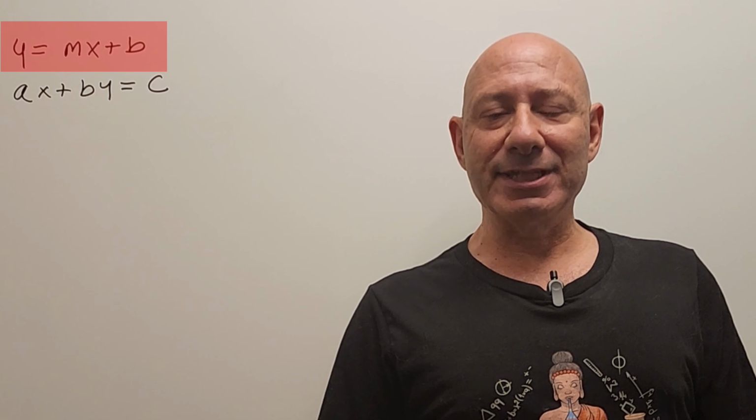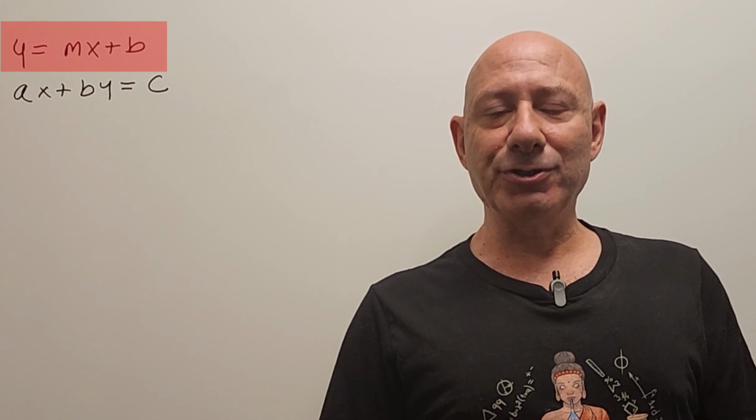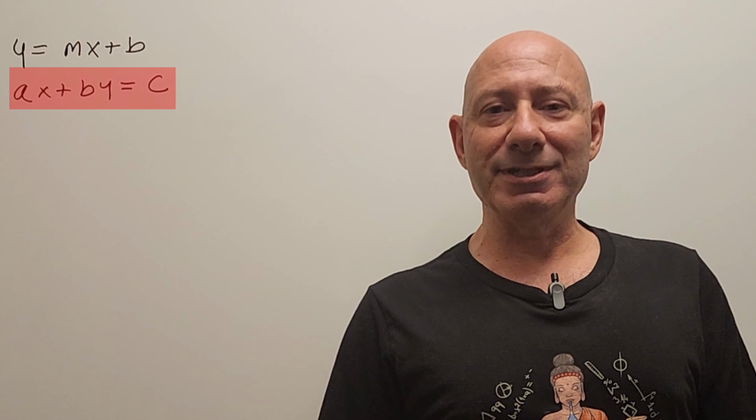Okay, so what if they don't show us a graph? What if they give us an equation and they ask us to find the slope from the equation? What we're going to do today is look at 2 basic types of linear equations. We're going to look at the y equals mx plus b form, and we're also going to look at the ax plus by equals c form.